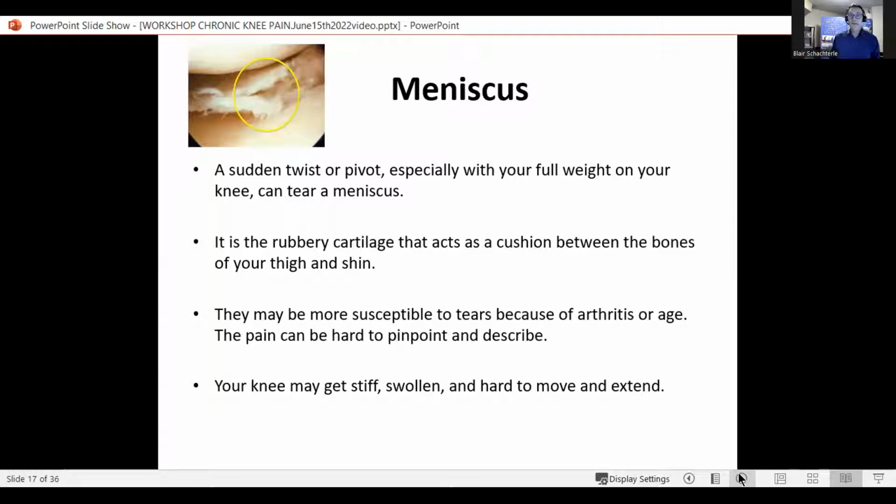And then meniscus injuries, and that's that cartilage tissue inside the knee. We can damage that, and that's often damaged at the same time as when we tear those ACLs, because we have a full weight-bearing twist of the knee, and that's how we twist those meniscus tissues.